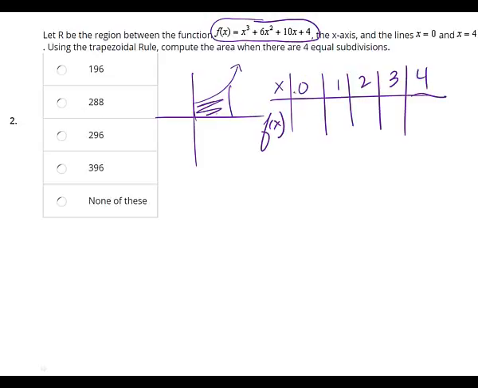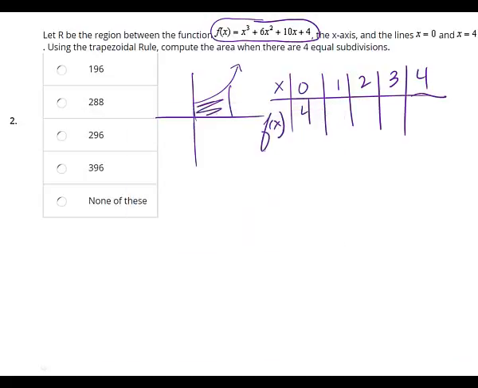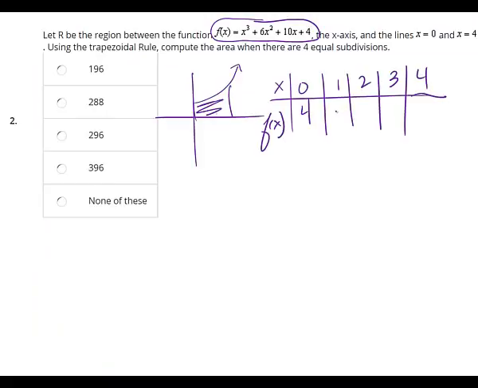All right, what are we getting for 0? Okay, for 1? 21. Okay, keep calculating while I fix this. All right, 21, what's 2? And 3, 115, and then 4, 204.